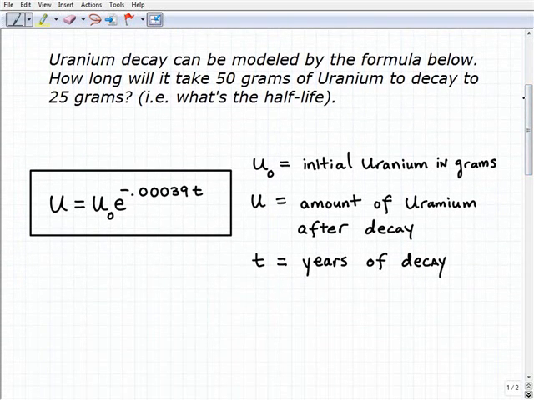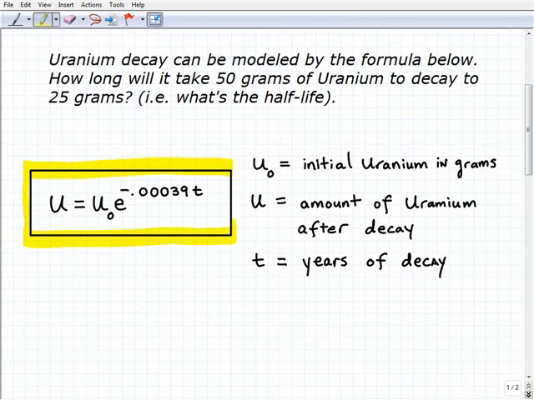Okay, uranium decay. So uranium is this radioactive isotope, if I'm not mistaken. It's a radioactive material, and it decays over a period of time, i.e. dwindles away. Okay, so that's what that means. But you have this material, uranium, that's dwindling away. So we have uranium decay can be modeled by this particular formula right here.